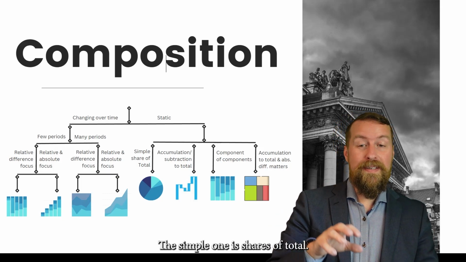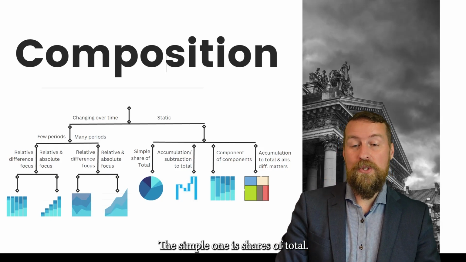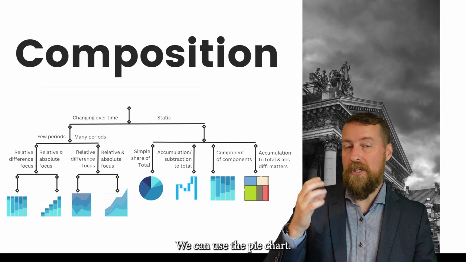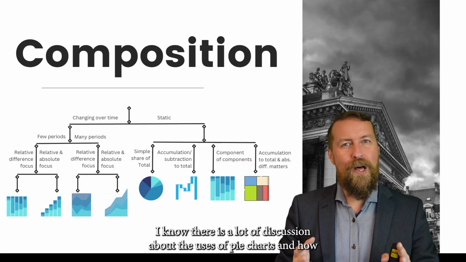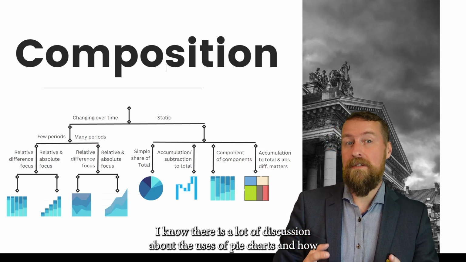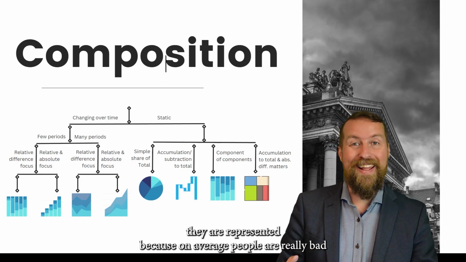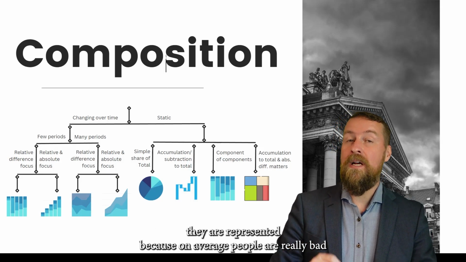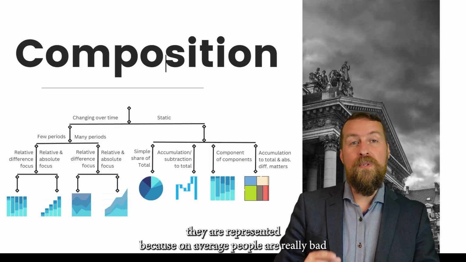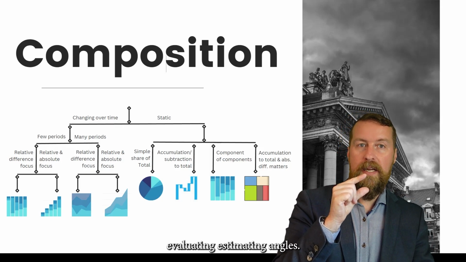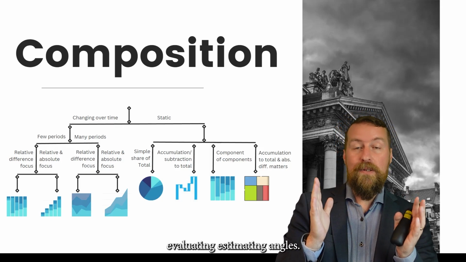The simple one, shares of total, we could use the pie chart. I know there is a lot of discussion about the uses of pie charts and how bad they are at representing, because on average people are really bad at evaluating and estimating angles.